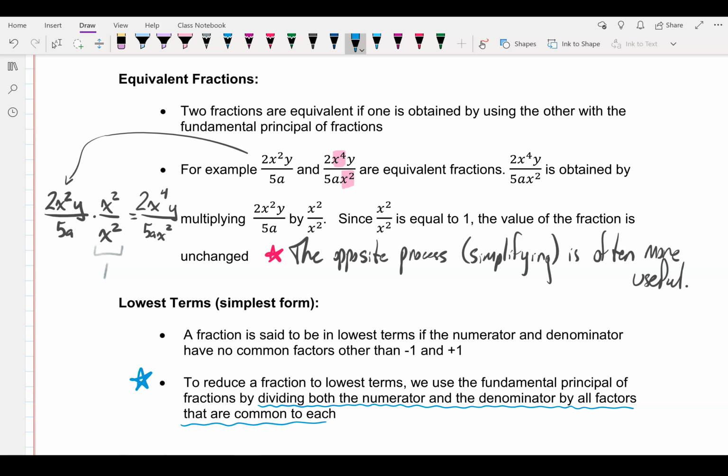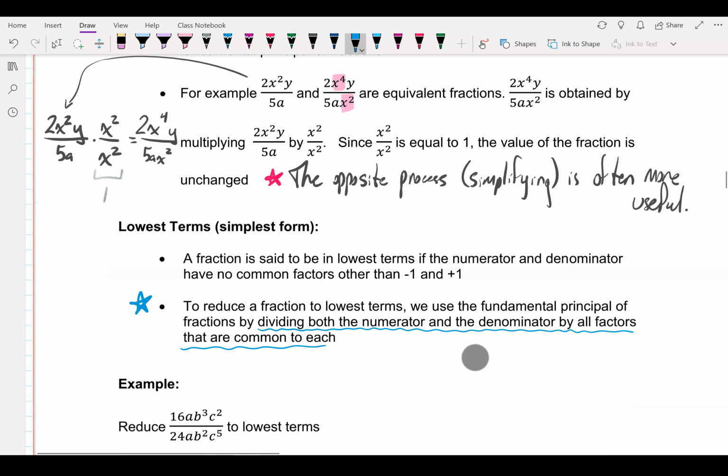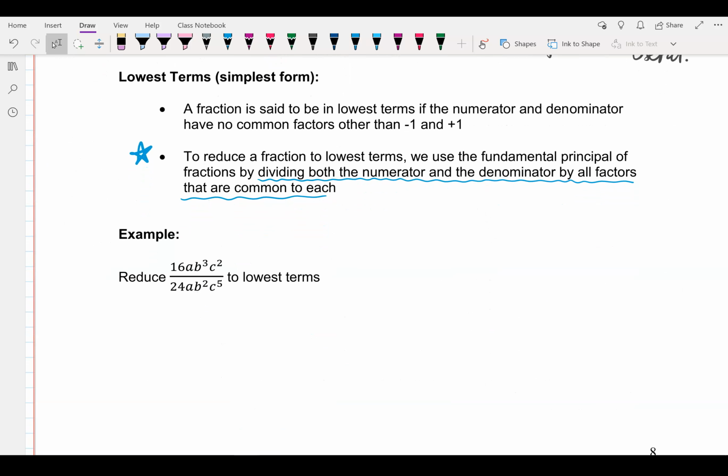Usually it's much easier to figure this stuff out when you have an example, so let me give you an example. This example says reduce this to lowest terms. So we need to reduce the numbers down, cancel as much as we can, reduce the letters down as much as we can, and see what the equivalent fraction is. The first thing I would do is look at 16 and 24 and see if we can divide something out.